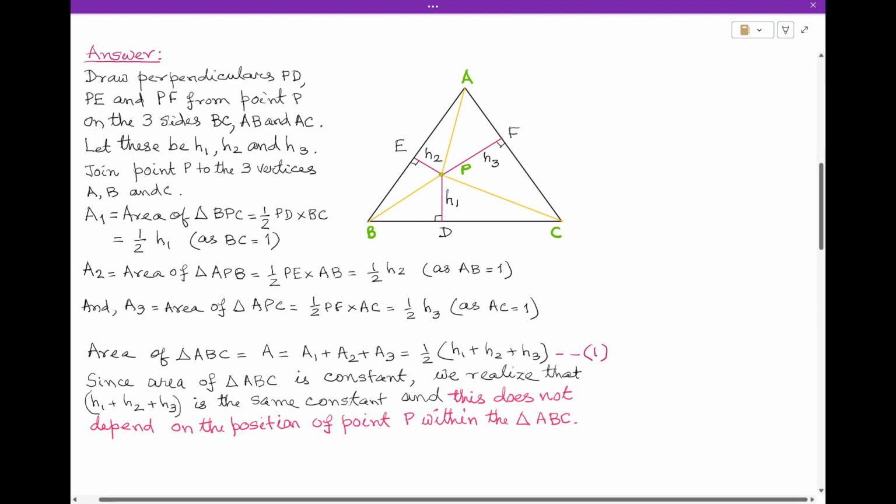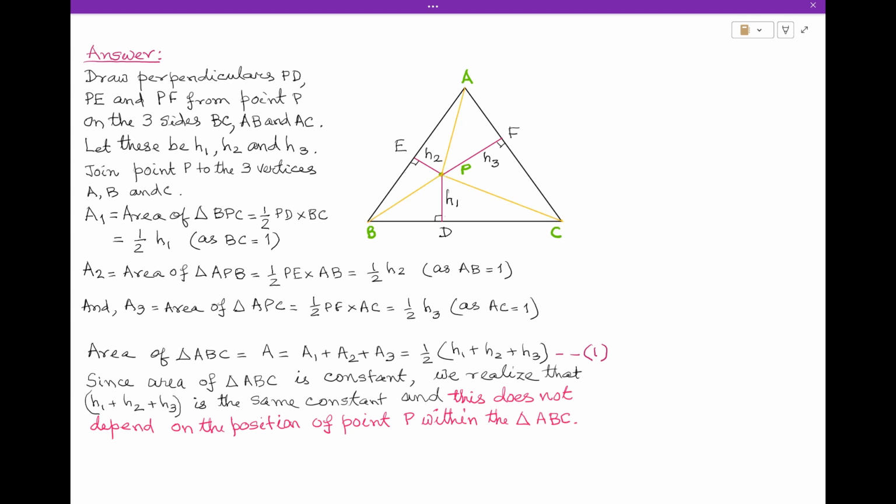Draw perpendiculars PD, PE and PF from point P on the three sides BC, AB and AC respectively. Let these be H1, H2 and H3. Join point P to the vertices A, B and C.